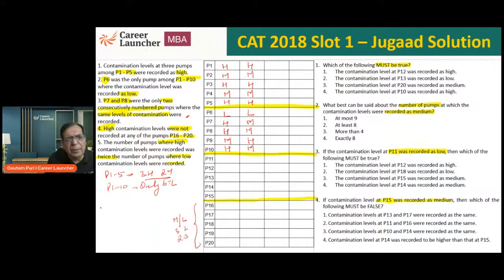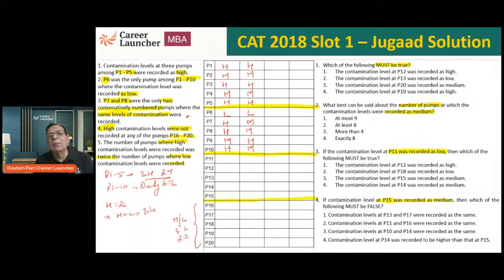Now, what is the last statement saying? High is twice of low. Can I say high plus low should be a multiple of 3? It should be some multiple of 3. Because instead of high, if I put 2 low, if I write 2L in place of high, it becomes 3L. So high plus low has to be a multiple of 3.